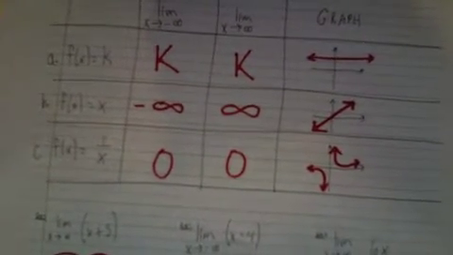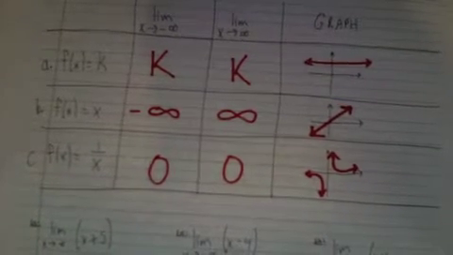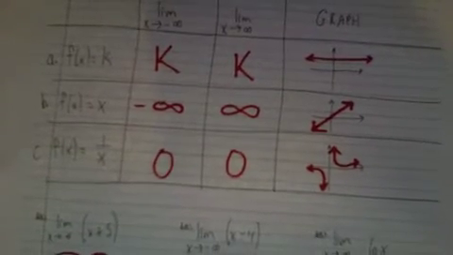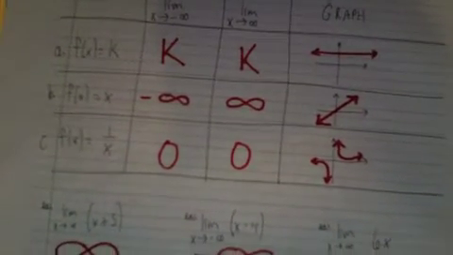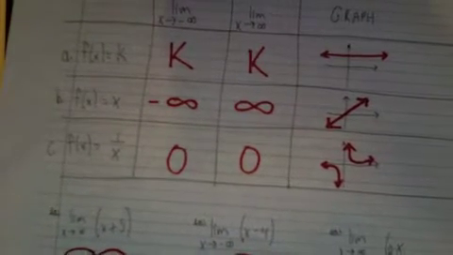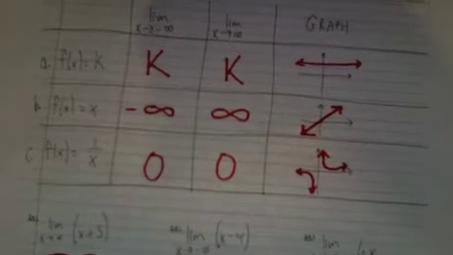And then f of x equals x. The limit as x approaches negative infinity is negative infinity. The limit as x approaches infinity is infinity. And then that's what your graph looks like. And then you have f of x equals 1 over x. Both your limits there are 0, and then you got your graph to the right.